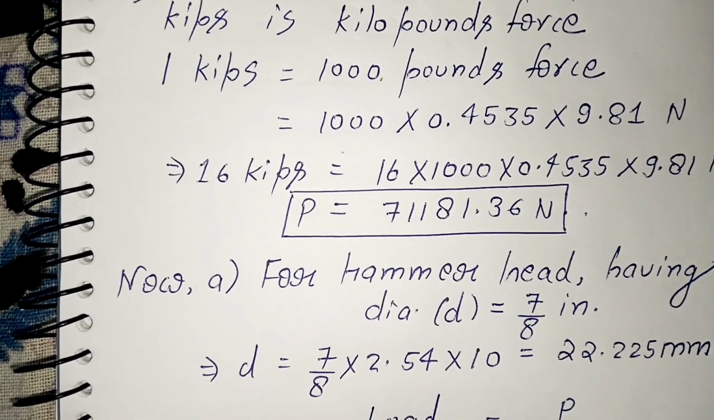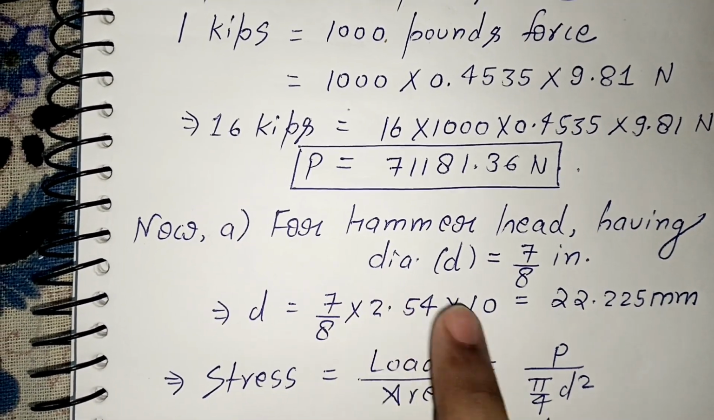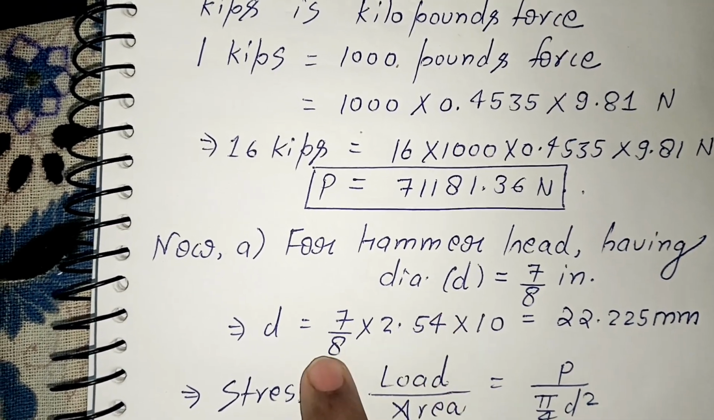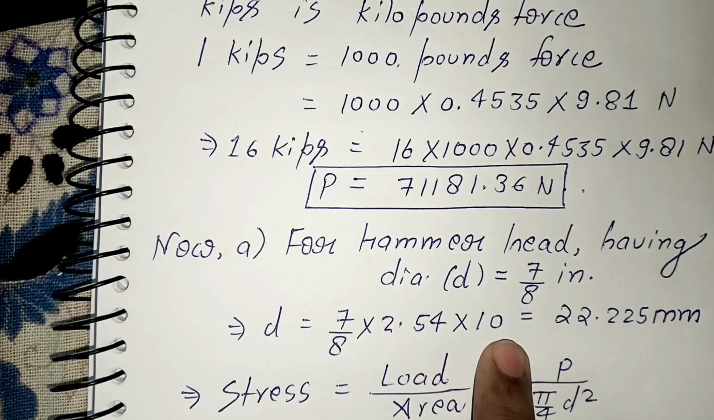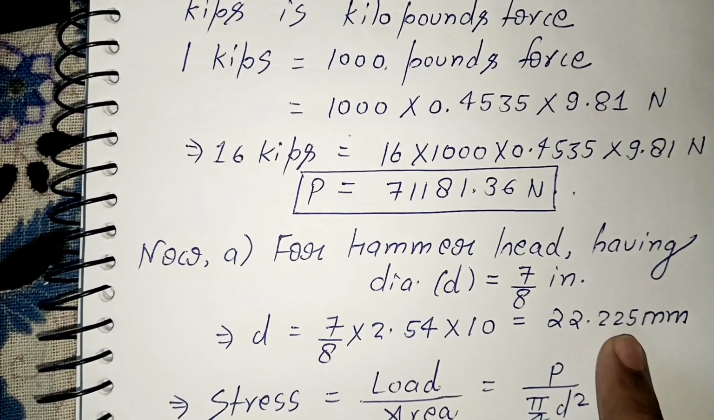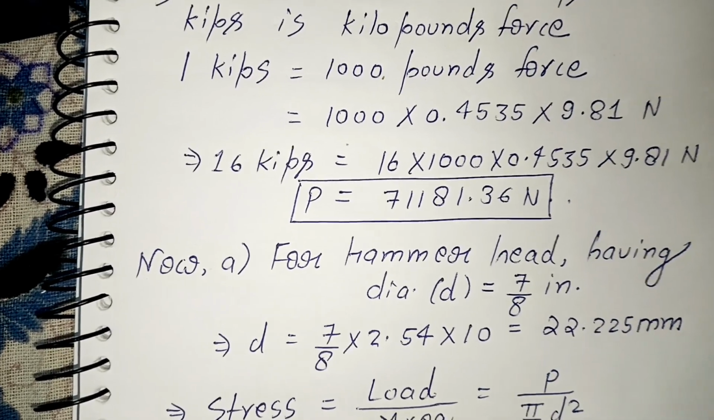So 1 inch is equal to 2.54 centimeters. So 7 by 8 inch will be equal to 7 by 8 into 2.54 centimeter. This is in centimeter. To convert into millimeter, we have to multiply it by 10. So 7 by 8 into 2.54 into 10, that is approximately 22.225 millimeters.